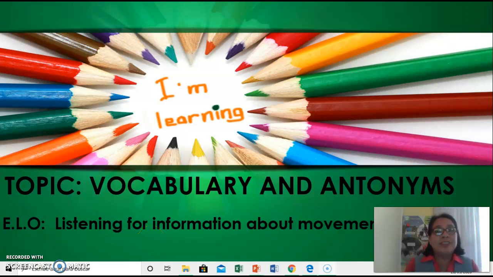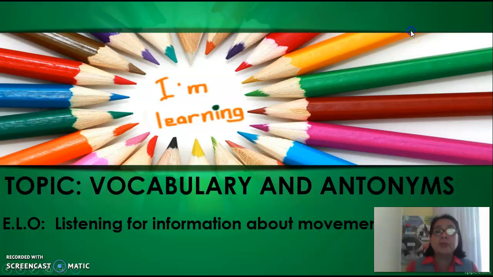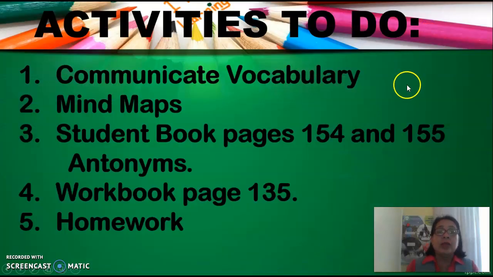Good afternoon. Well, today we have English conversation class and the topic is vocabulary and antonyms, and the expected learning outcome is listening for information about movement and action. Let's begin. Activities to do: Communicate vocabulary, mind maps, student book pages 154, 155, antonyms, workbook page 135, and homework. Let's begin.